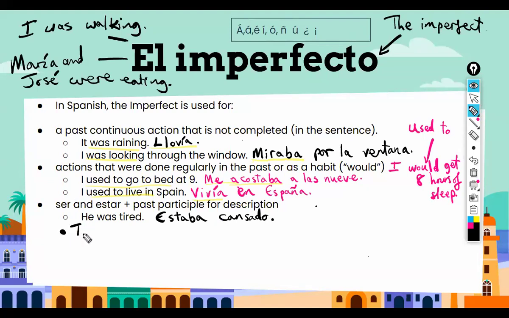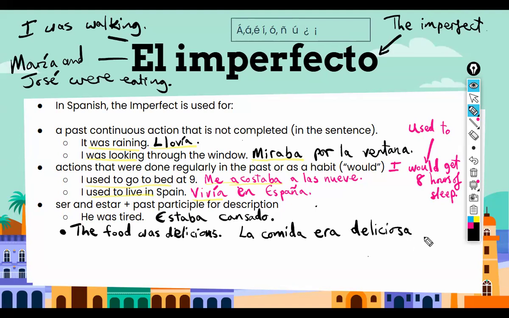The food is delicious. The food was delicious. Right? And I want to say the food at this place is always delicious. So I'm gonna use ser, right? So la comida era. So ser is an irregular imperfect. We will practice with it, right? La comida era deliciosa.